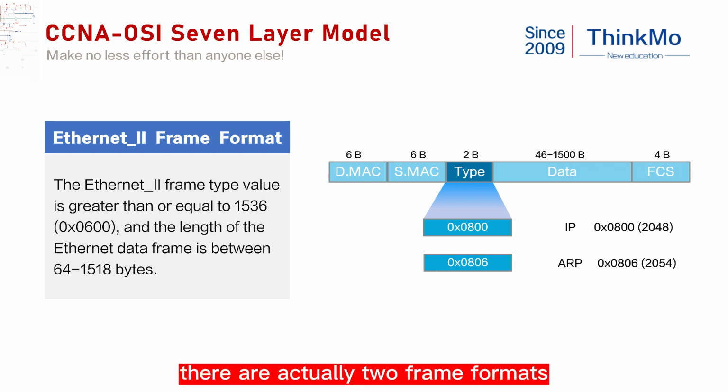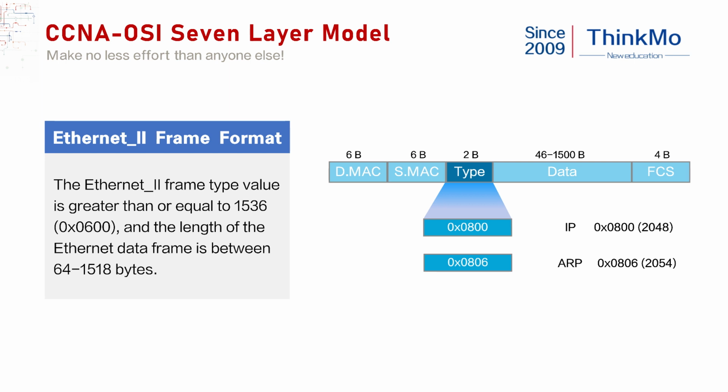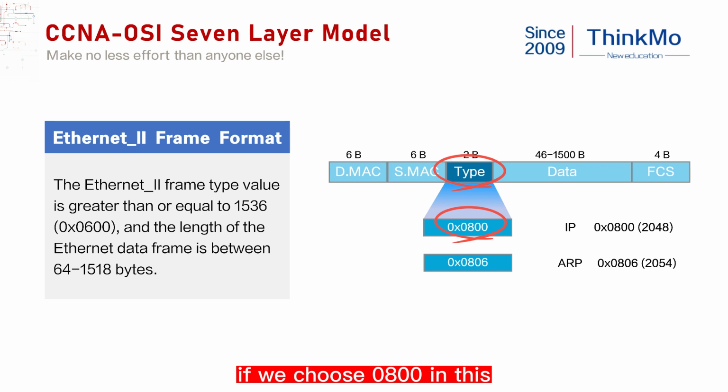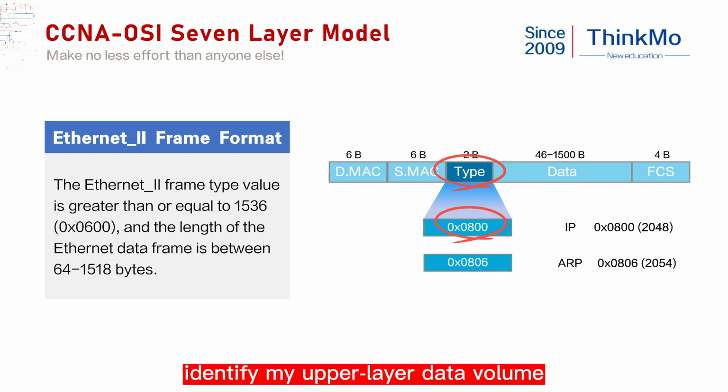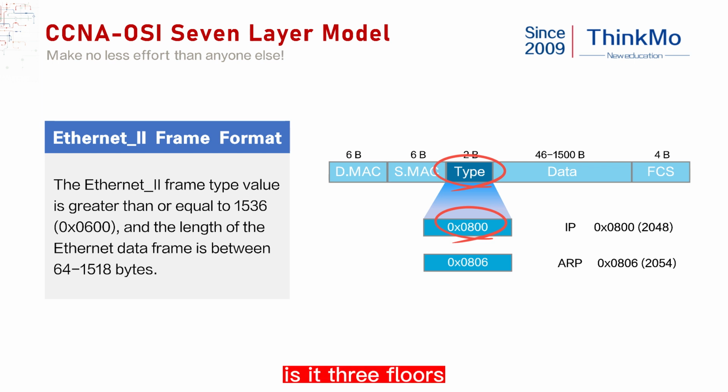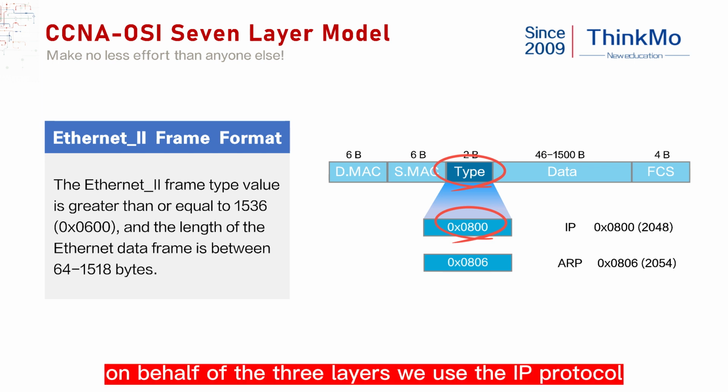Data link layer. There are actually two frame formats: something called Ethernet II, and a type called IEEE 802.3. Here to tell you about IEEE 802.3, another data encapsulation standard. For such a standard, we see less. We use Ethernet II more. Its structure is also very simple. There will be a type. In this type, we also identify the upper layer protocol. Everyone can see, if we choose 0800 in this, that is a hexadecimal number, it identifies my upper layer data. What's on the upper layer? Is it layer 3? It represents that at layer 3 we use the IP protocol.